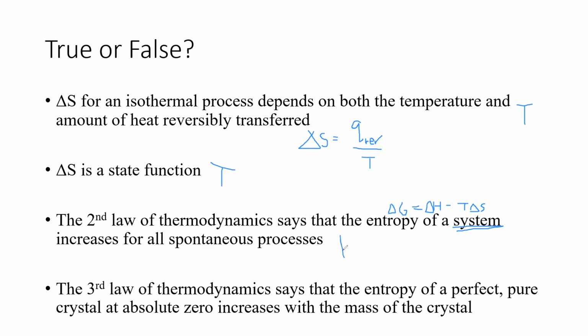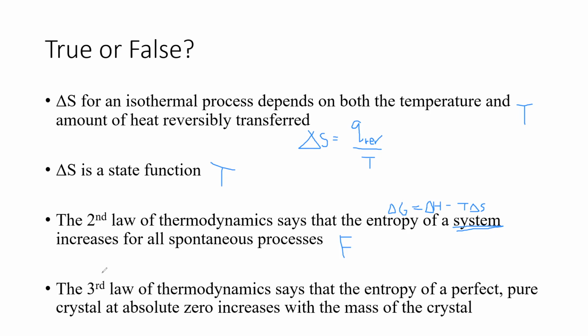So for this one, it's a little bit of a trick just in terms of the wording that we need to pay attention to. But since it's referring to the system, we're going to say that this is going to be false. If it said the entropy of the universe increases for all spontaneous processes, then that would be the case. But for the system, not necessarily true.